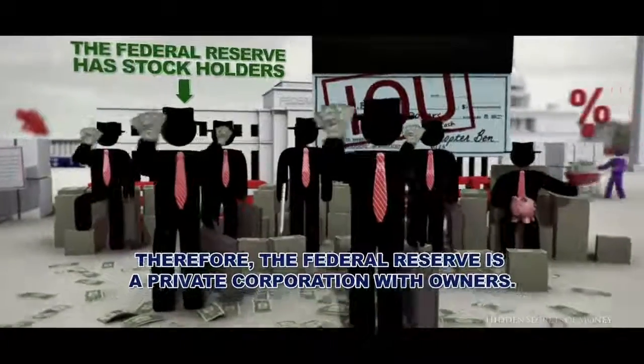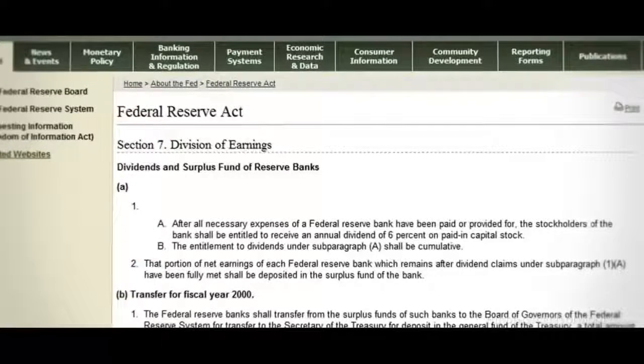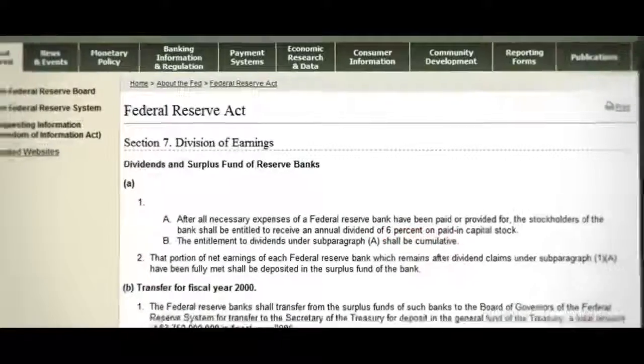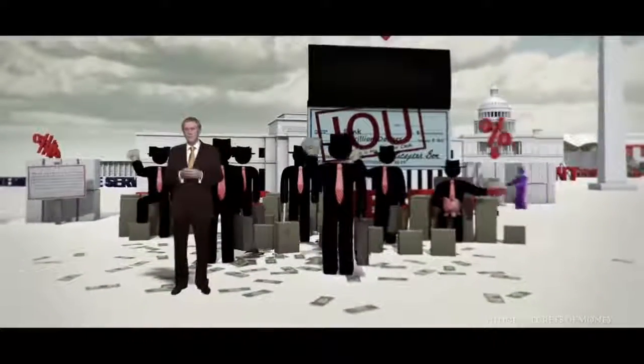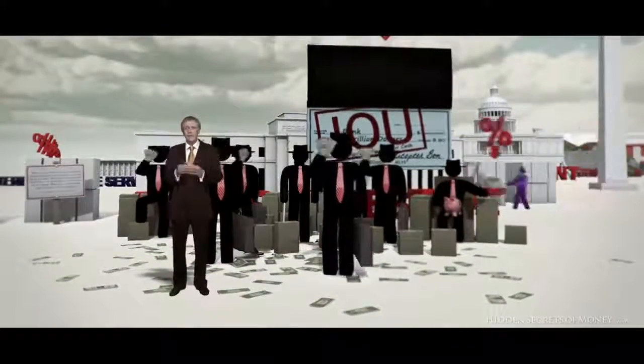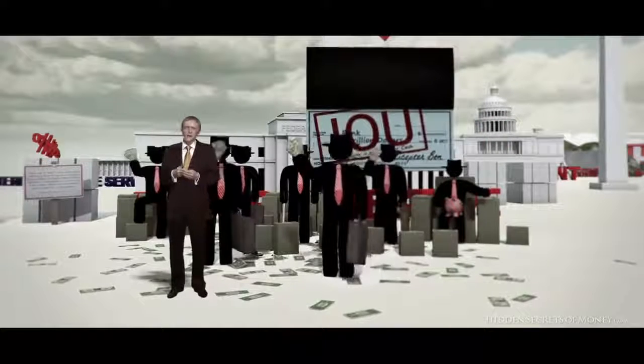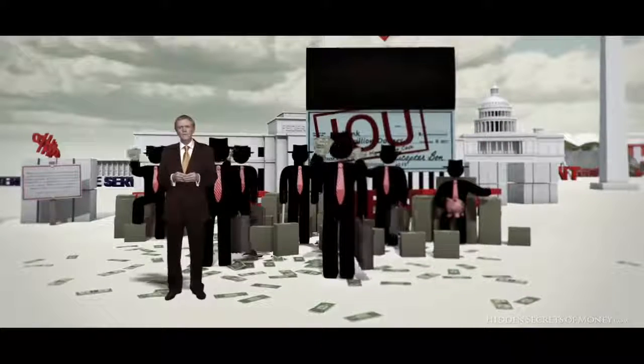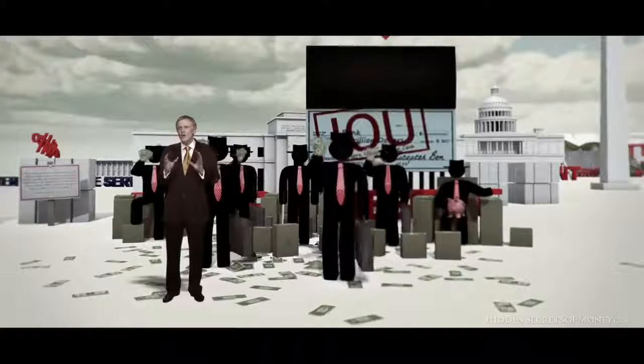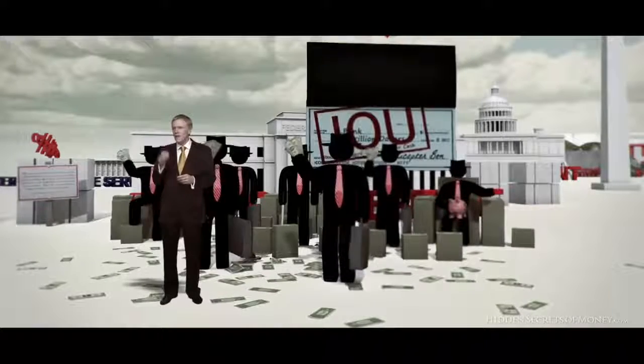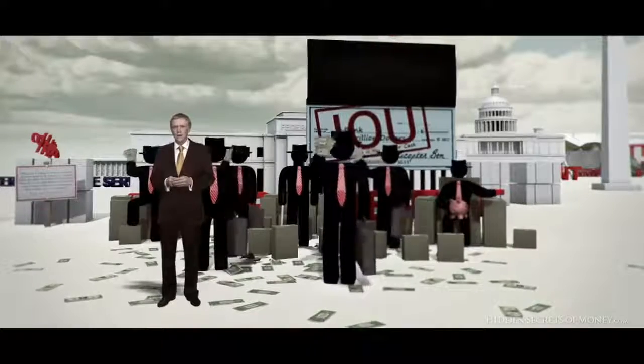And you can see it for yourself if you go to the Federal Reserve's website, and it will say the stockholders receive an annual dividend of 6%. Now we know that the stock in the Federal Reserve was originally issued to the largest banks in the United States. But because of mergers and acquisitions through the years, you can't actually trace who owns the stock in the Federal Reserve. That's a very closely guarded secret.